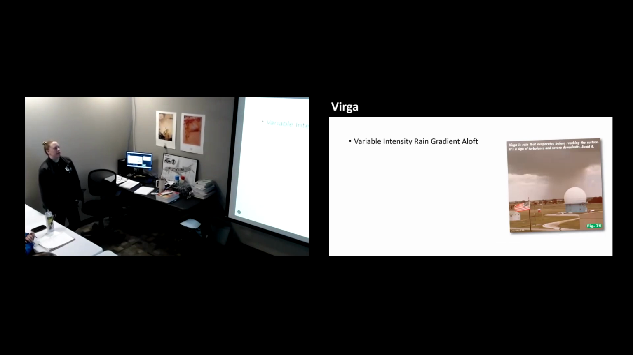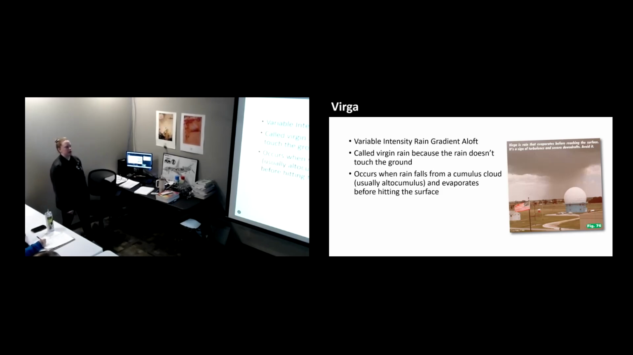Virga. Variable intensity rain aloft, called virga, because the rain doesn't touch the ground. It occurs when the rain falls and evaporates before hitting the surface. I've never seen it. You won't be quizzed on it, but it is a thing that happens. It does rain sometimes and it doesn't hit the ground.